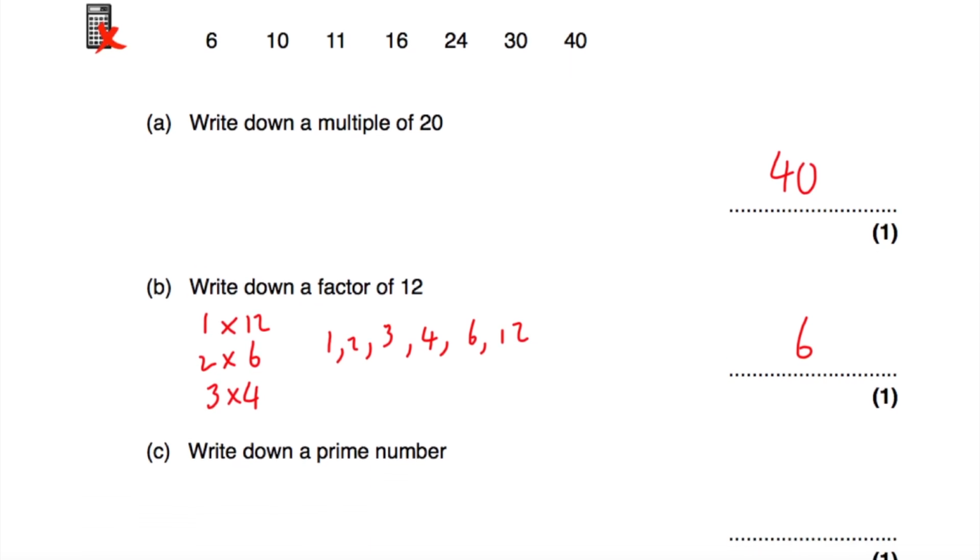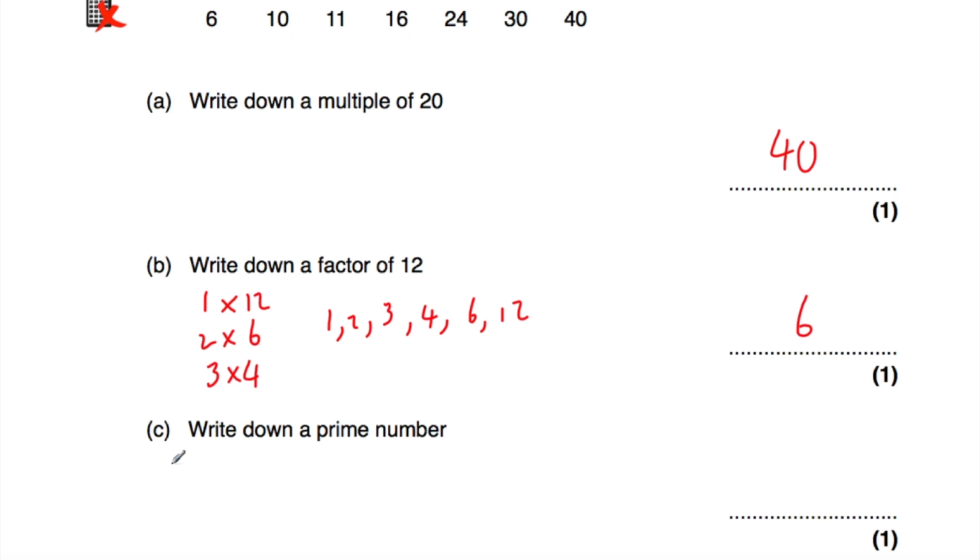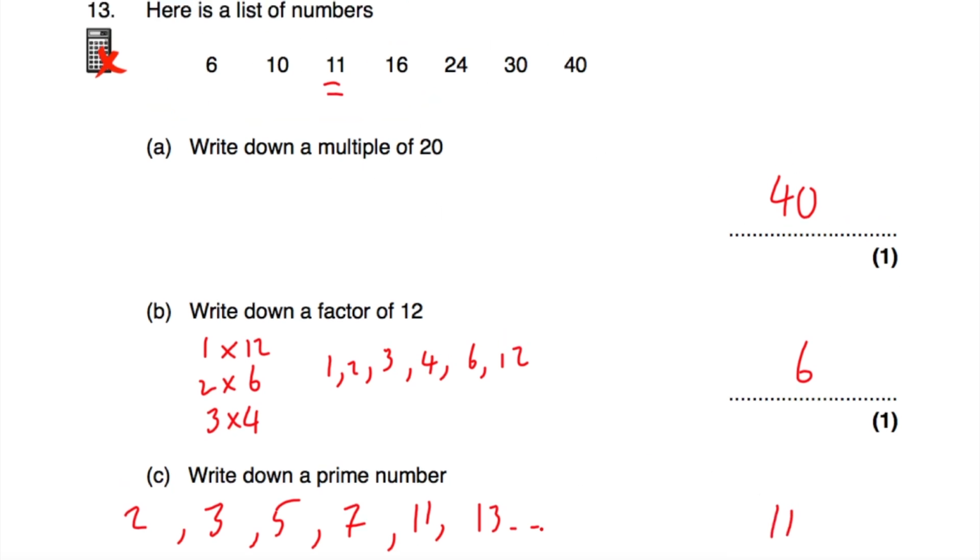Okay, and then part C. Part C says to write down a prime number. So remember the prime numbers are 2, 3, 5, 7, 11, 13, and so on. Now we've got a prime number here, 11. 11's a prime number, and that's it. And it's the only prime number in the list.